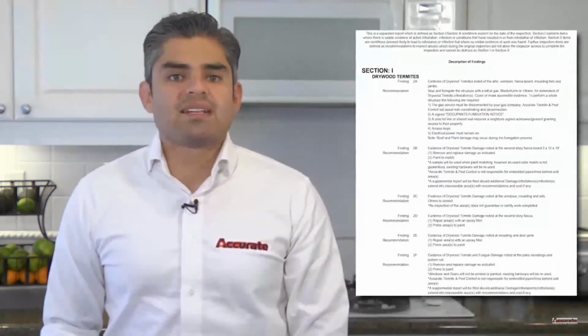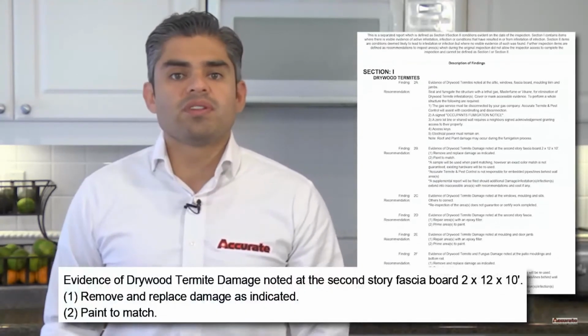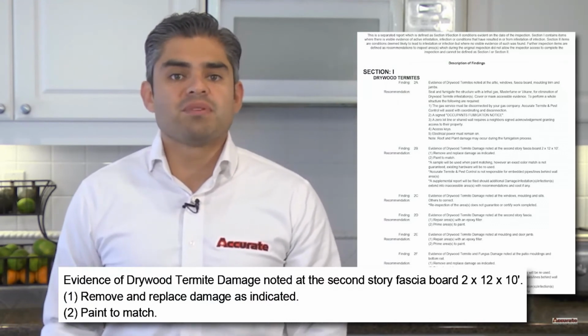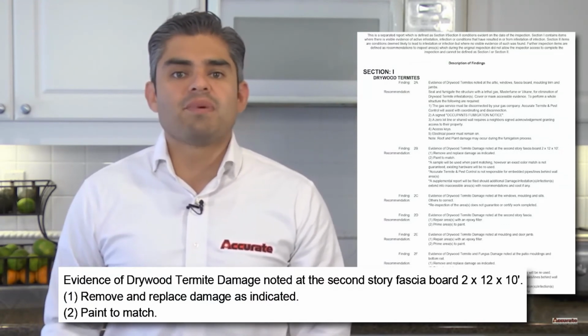For the sake of an example, let's pretend that you got 2 reports from 2 companies, and one of the report's descriptions of the findings simply said fascia. And let's say the recommended course of action said something like repair or remove and replace affected wood member as necessary. If you were to accept the scope of the proposed repairs in our report, you would know exactly what you are getting. You're getting removal of 10 feet of 2 by 12 second story fascia, a full replacement with new lumber, and priming and painting to match.